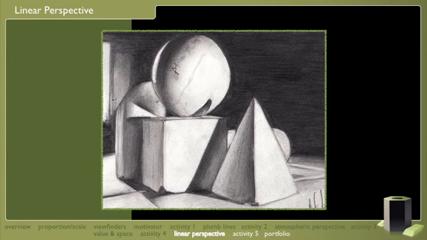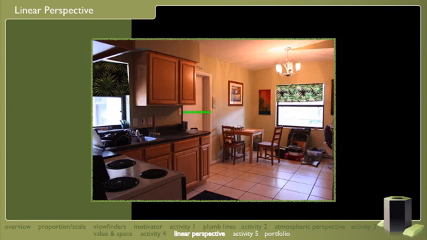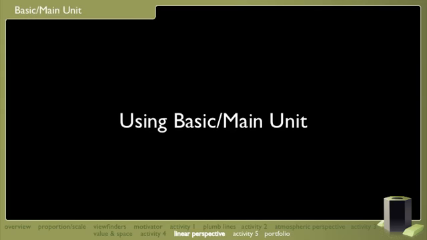What is the angle compared to a vertical? How big is the sphere compared to the square? How wide is the door compared to the length? Angles are compared to the constant vertical and horizontal, and sizes are compared to the first object you draw. We can call this the basic or main unit.